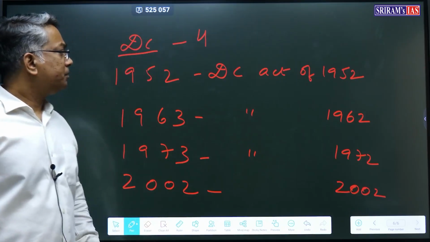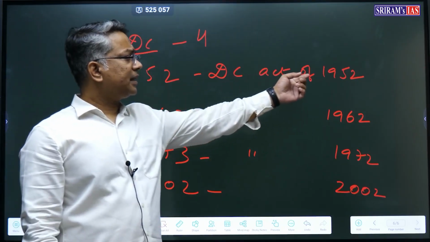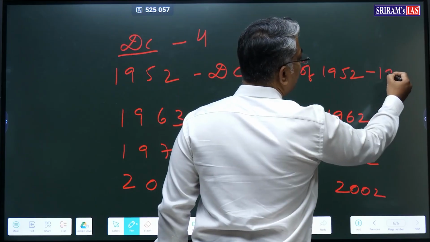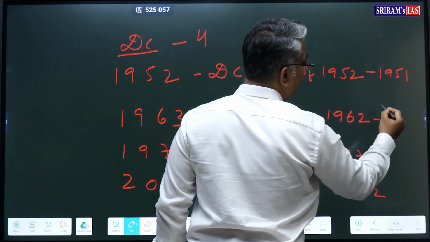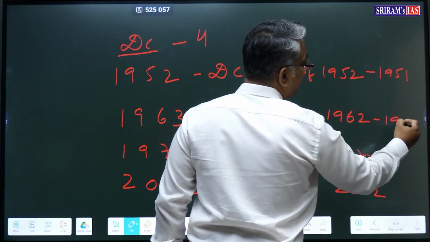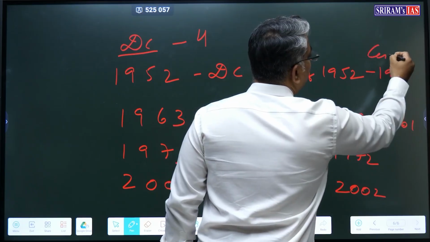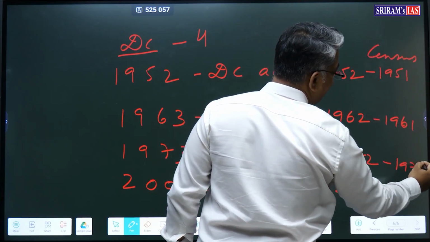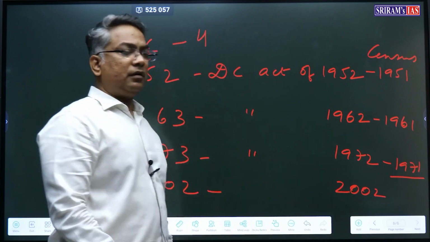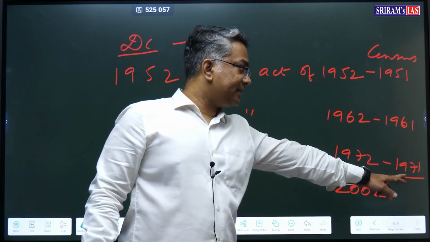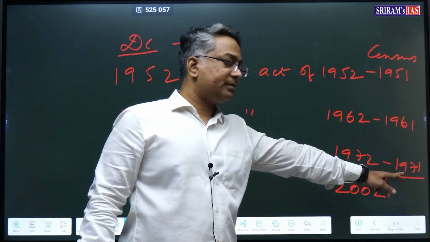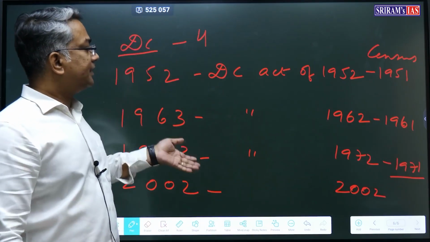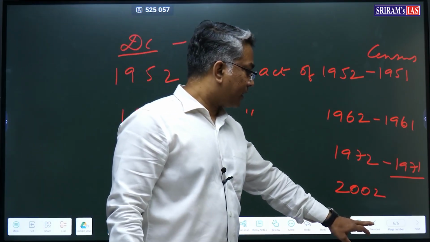Okay, so these commissions worked as per the 1951 census, the 1961 census, and the 1971 census. The delimitation has been frozen at the 1971 census. Okay, so this is about the Delimitation Commission.